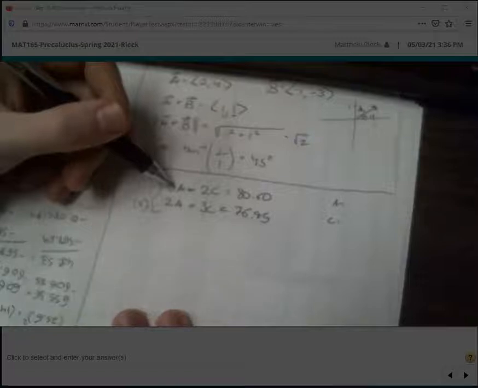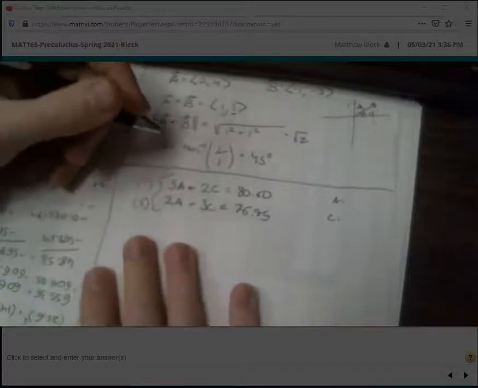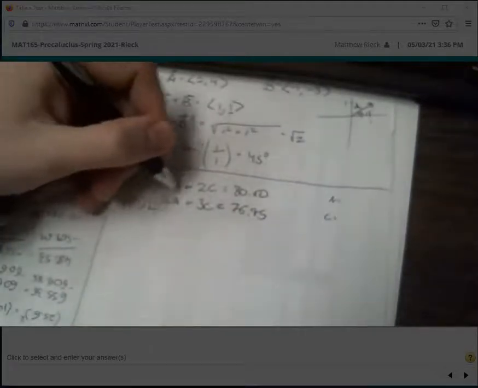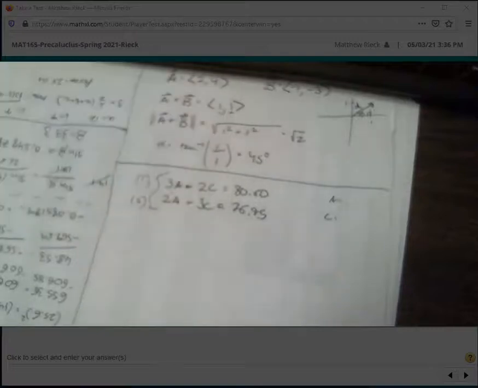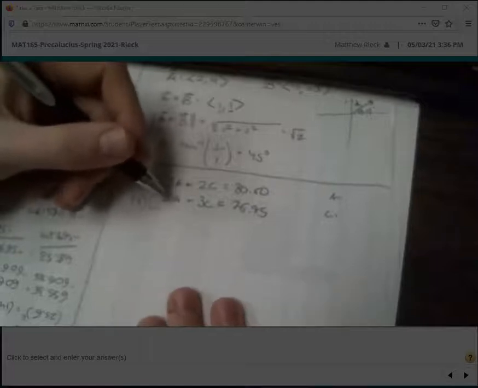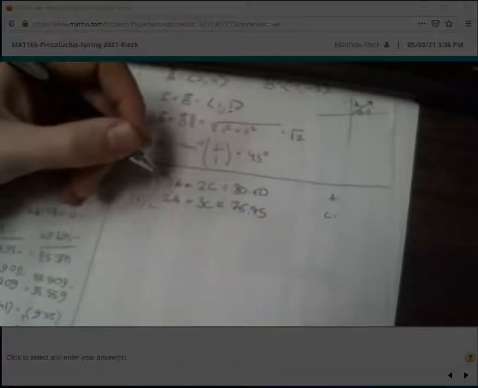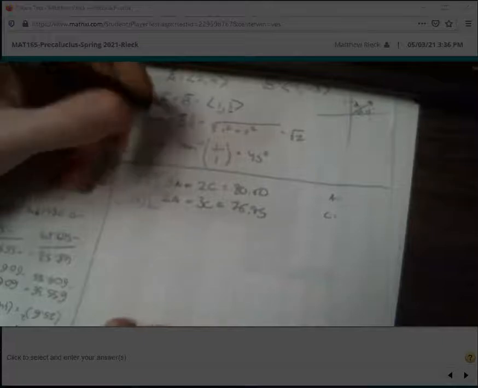All right, so to solve this, we can either use substitution or elimination. Since I don't have a coefficient of 1, I'm going to go ahead and use elimination. But again, you can also get a coefficient of 1 by dividing either of your equations by 3 or 2. And you can use substitution if you feel so inclined. I'm going to go ahead and use elimination, but again, that's just my personal preference. That's just how I would go about doing it. All right.